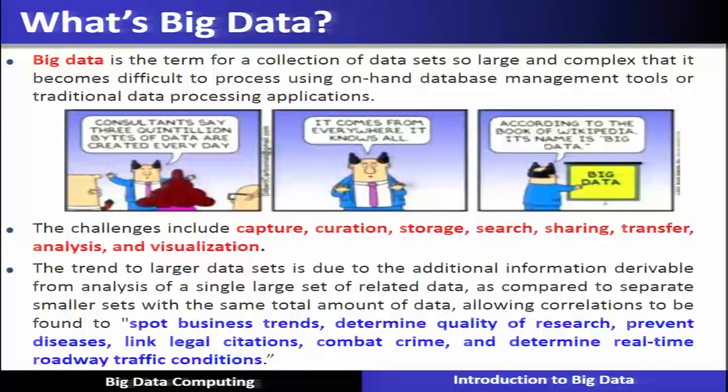So, it comes from everywhere, it knows all, and according to Wikipedia, its name is big data. This is a simple way of explaining big data using this picture, which represents only one aspect, that is called volume or size, which is very big. We will see more such challenges of big data in this lecture.